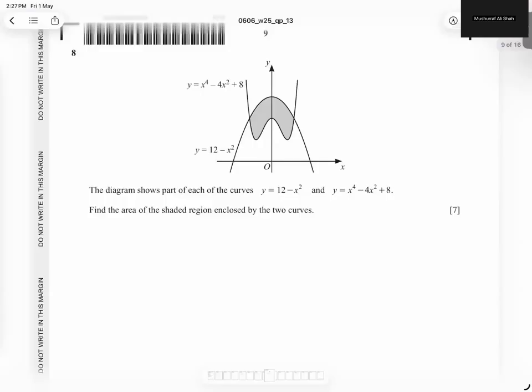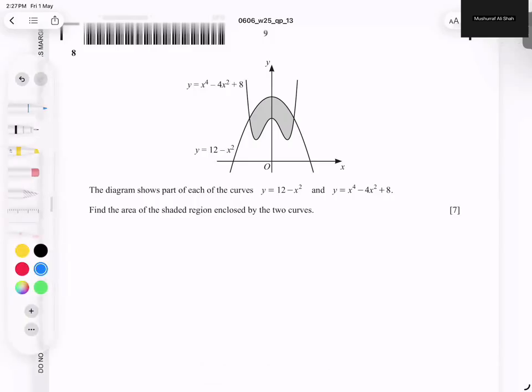Question number 8, students. We have a diagram that shows two curves. First of all, you will find the shaded area. The planning is so simple, but the problem is we need to find the intersection points.